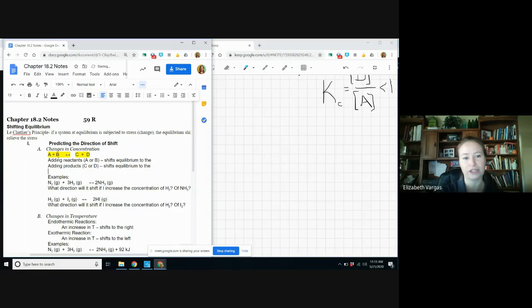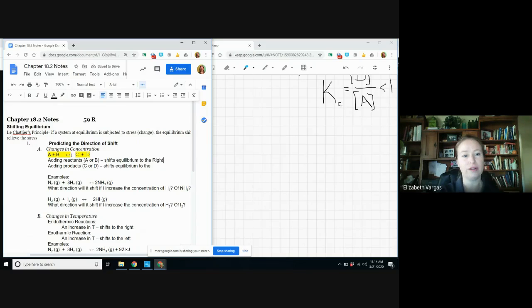For this reaction right here, if I add A or B, it's going to try to get rid of that. So I just increase their concentration. It wants to go back to the equilibrium, so it's going to lower. So that means it has to shift to the right. Shifts to the right to the product side.